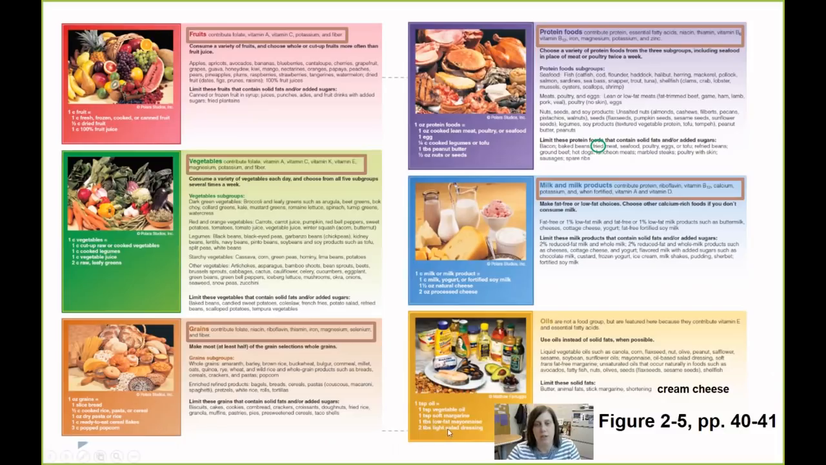Now, you don't need to know what is equivalent to 1 teaspoon of oil. You just need to know which types of foods would be considered oils and which ones would be considered solid fats, and to remember that we need to limit solid fat in our diet, and that oils are recommended sources of fats in our diet.